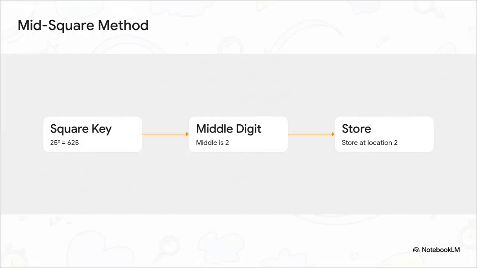But division isn't the only game in town. Check out the mid-square method. Step 1, you literally square the key. So 25 squared is 625. Step 2, extract the middle digit. In 625, that's 2. Step 3, store the data at location 2. Now, you might be wondering, why do this? Well, squaring the key wildly scrambles the digits, and grabbing the middle gives us a beautifully pseudo-random, uniform distribution. It helps spread records evenly across the entire hash table.